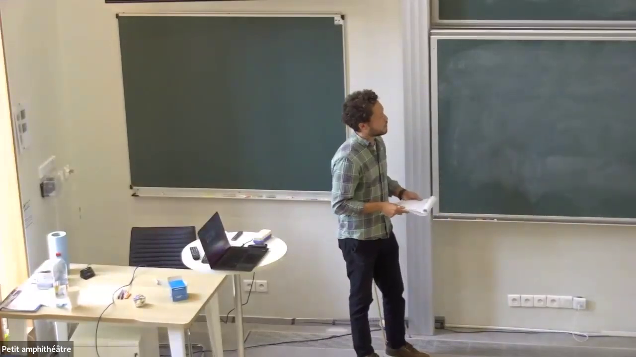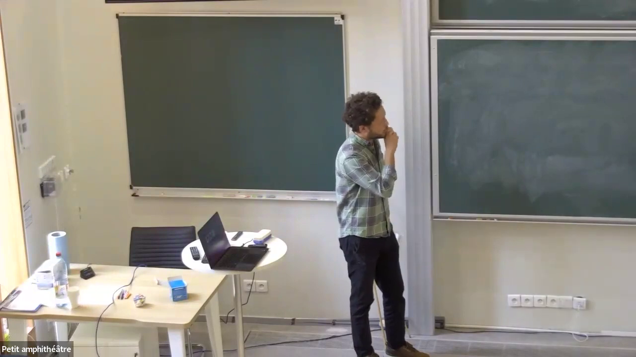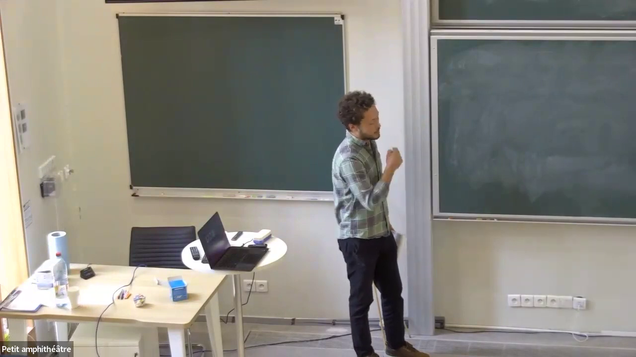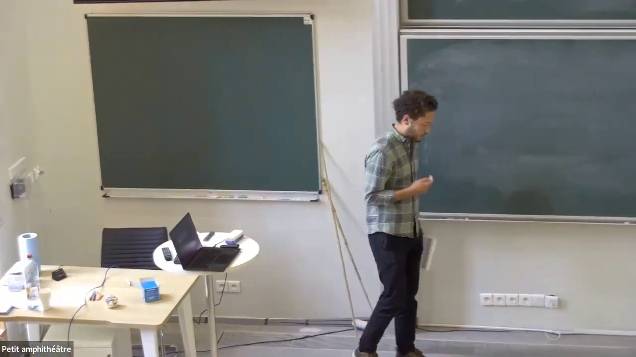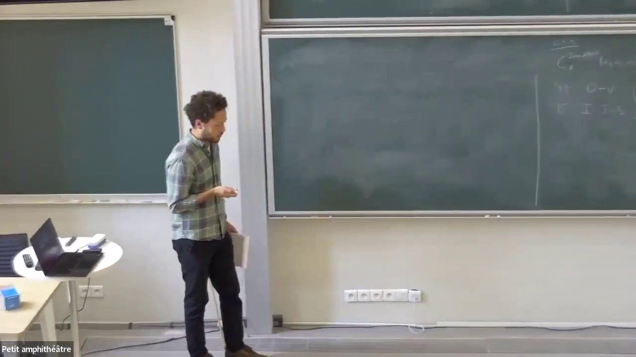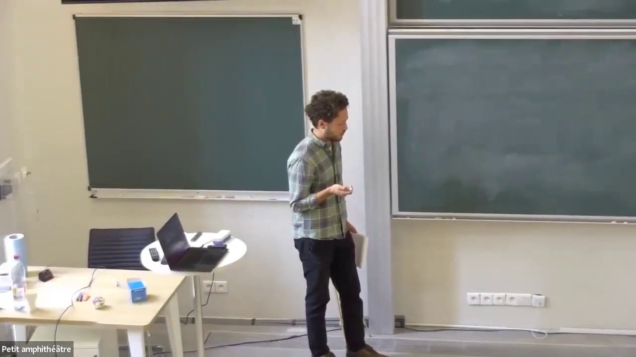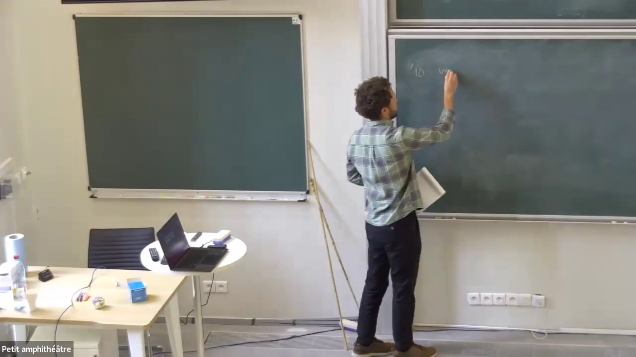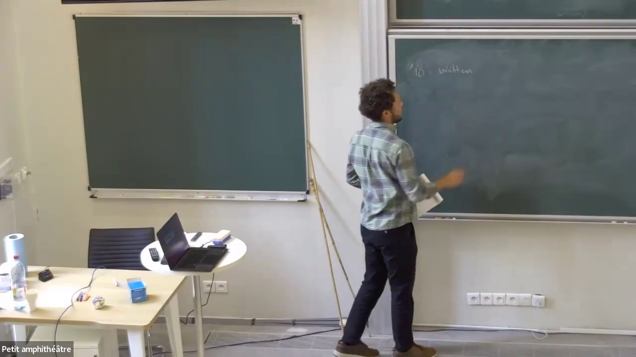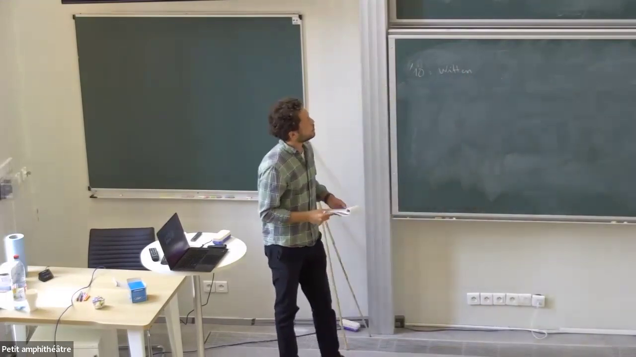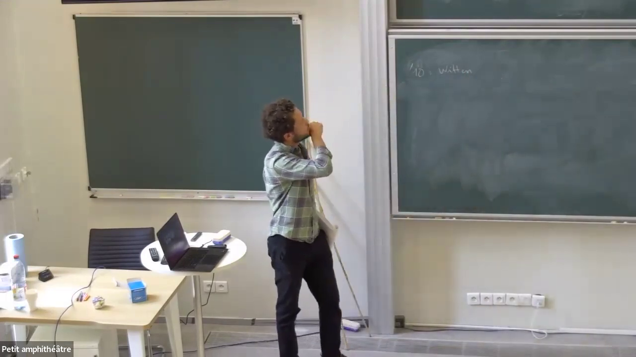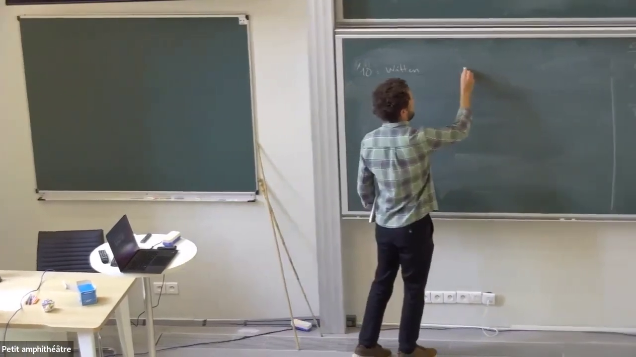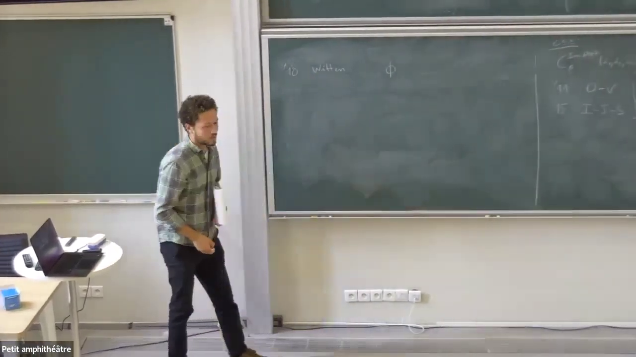So I want to tell you, yeah. Our idea to go beyond the neutrality condition is related to an idea of Witten in 2010. The idea is that you should allow your field, phi, to take complex values.